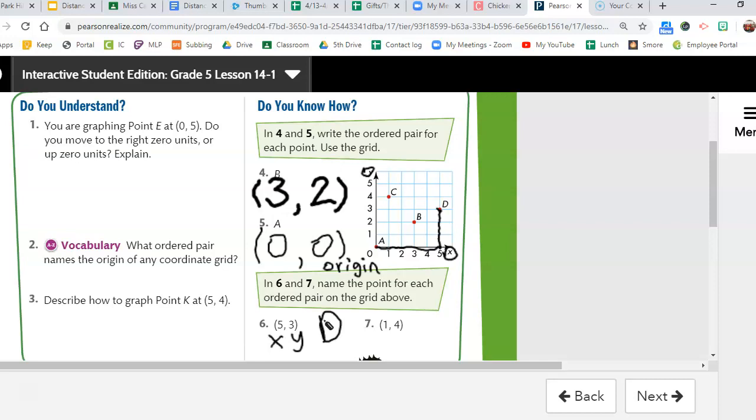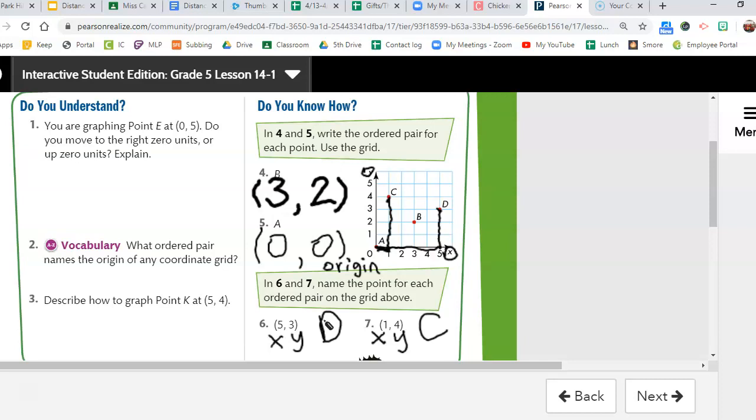Okay, number 7, 1, 4. So 1 is my x-axis. I always go over first. 4 is my y-axis. I go up. So I'm going to go over 1, and I'm going to stop when I get there, and then I'm going to go up 4: 1, 2, 3, 4. When I get there, I land at point C. So the answer to number 7 is C.